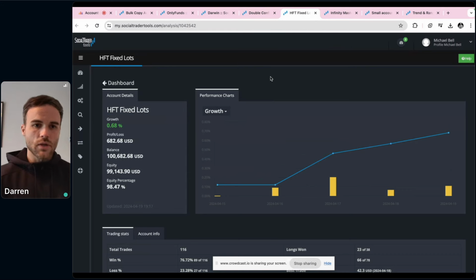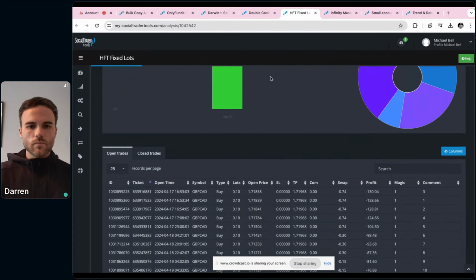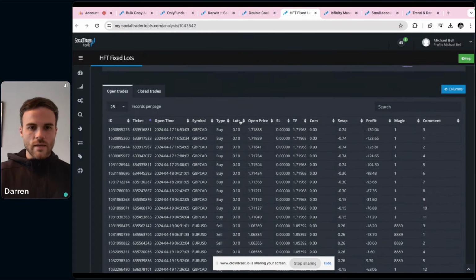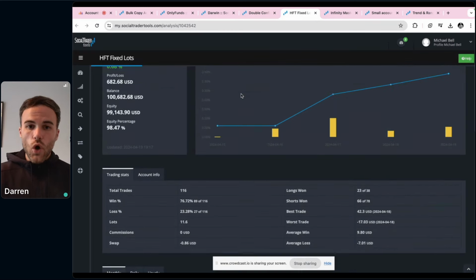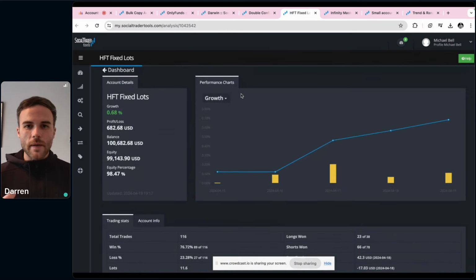HFT fixed lots. I really like this idea, actually. This is running 0.10 lot size on every single set that I've got uploaded onto there. I'm not sure what the strategies are because there are so many sets. I think there are 25 to 30 set files in this one account. The reason being is that I'm copying it over to a 300K HFT account, my OnlyFans HFT account.